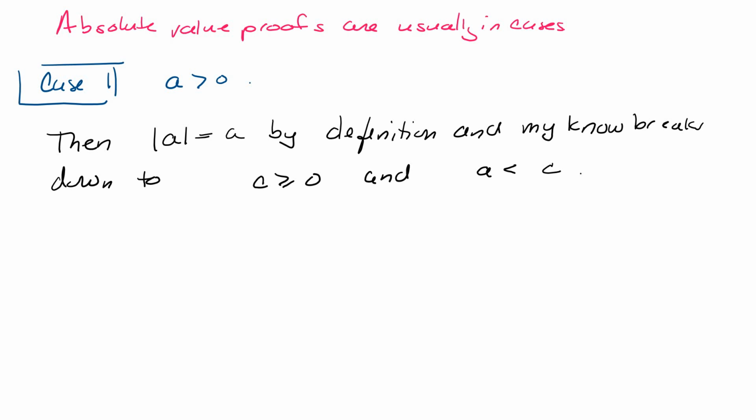And my no boils down to just C is bigger or equal to 0 and A is less than C, because the absolute value of A is A. And C is bigger than or equal to 0, so minus C is less or equal to 0. That's from Bartle. I dug around Bartle and he says this.